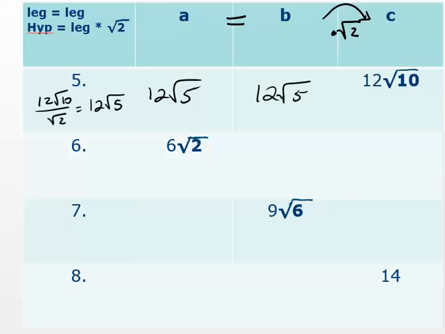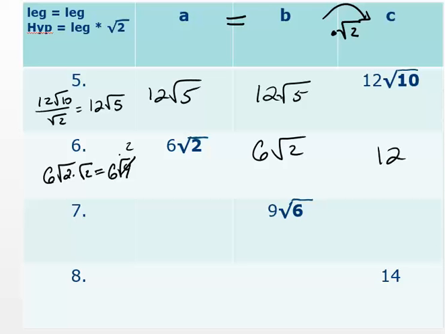Number 6, the length of a leg is 6 rad 2. The other leg is congruent. To get to the hypotenuse, we're going to take our 6 rad 2 times rad 2. Rad 2 times rad 2 is rad 4, which comes out as a 2 because the square root of 4 is 2. That multiplies by what's up front, and 6 times 2 is 12.